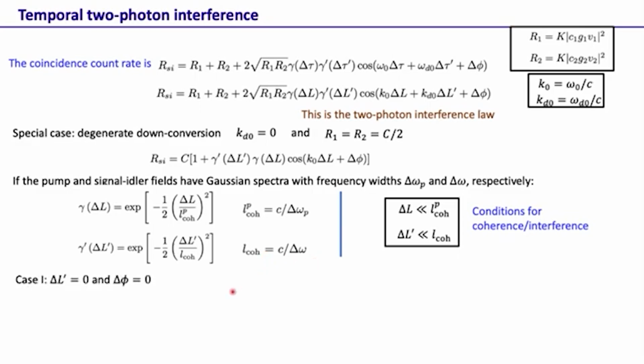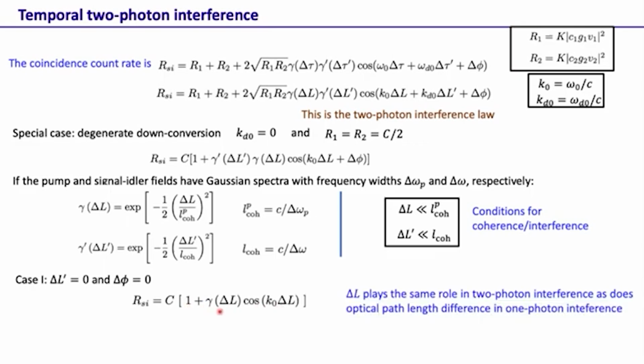Okay, now let's look at the two special cases. Case 1 is when delta L prime is equal to 0 and delta phi is also 0. In this case the RSI takes an even simpler expression, 1 plus gamma delta L times cosine k naught delta L. So as a function of delta L, the coincidence count rate will show interference because of this cosine term. But since there is this coherence function as well, at delta L equal to 0 this is 1, but as we increase delta L, this will reduce to 0. So we will have interference, but then that will decay down to 0 within this coherence length LP. We see that delta L plays the same role in two photon interference as does the optical path difference in one photon interference.